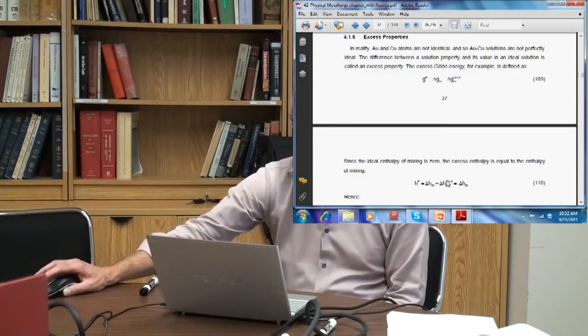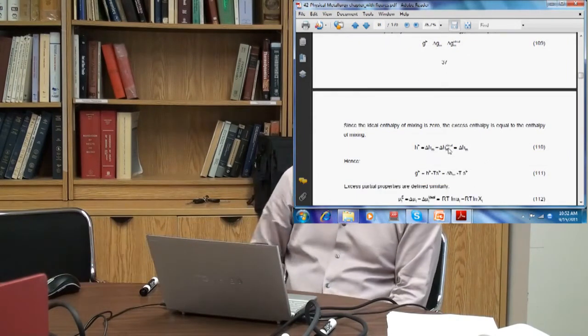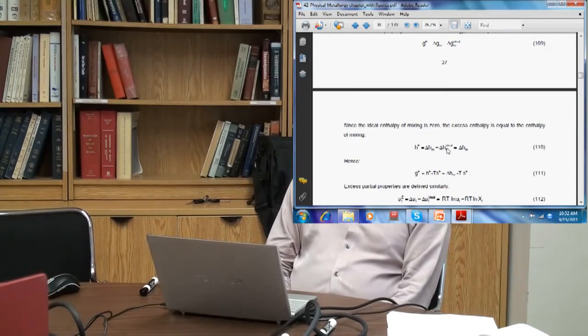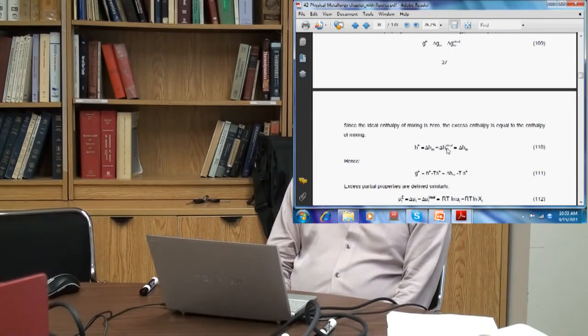The excess enthalpy is the difference between the real enthalpy and the ideal enthalpy. So excess property depends upon how you define ideality. It's the deviation from ideality. If we say for the moment an ideal solution is Raoultian, one in which the activity is the mole fraction, that's not the only definition.